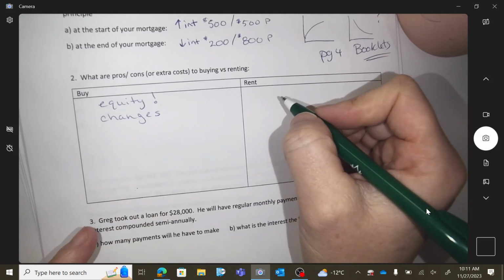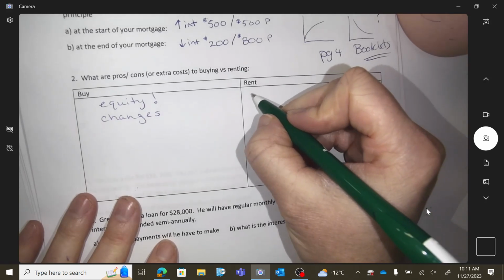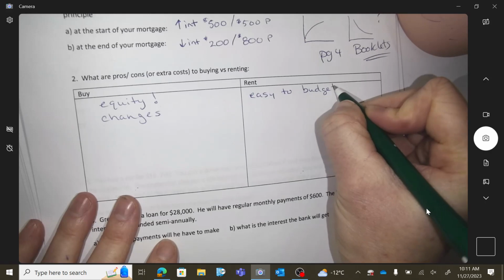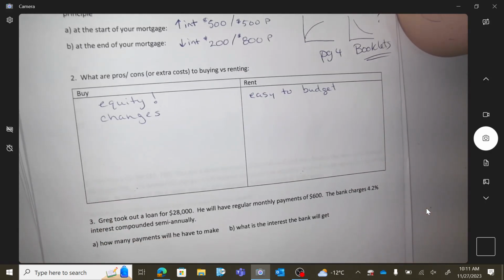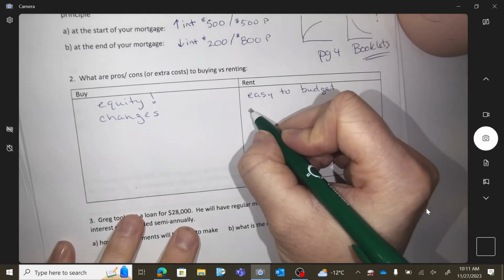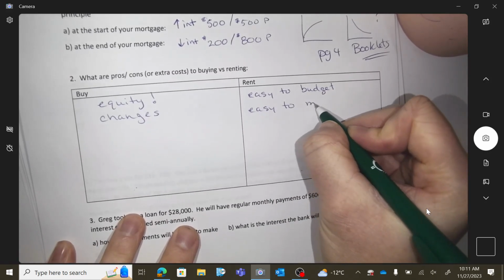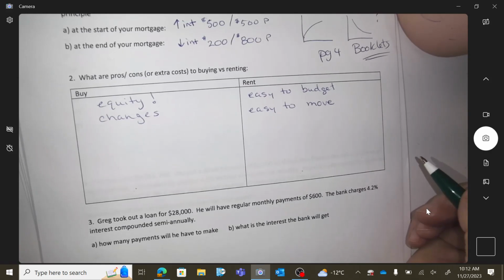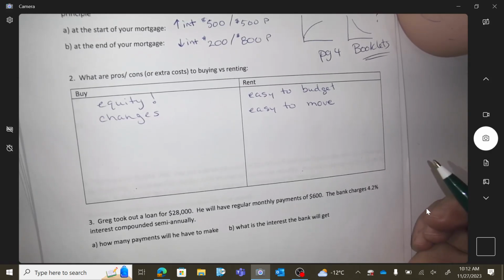What are some good things with renting? Easy to budget, right? You don't have those unforeseen costs. So renting, it's like every month seems to be very similar. Easy to move, right? So if you don't know you're going to be in a place for very long, like when I went to university, I knew I wasn't living there, so I rented, right?